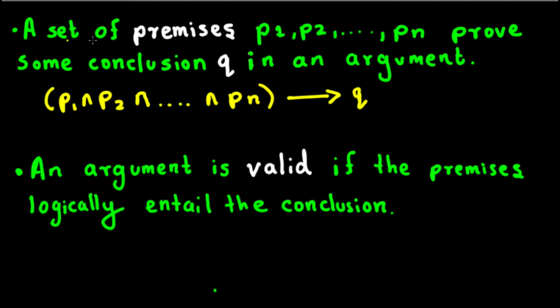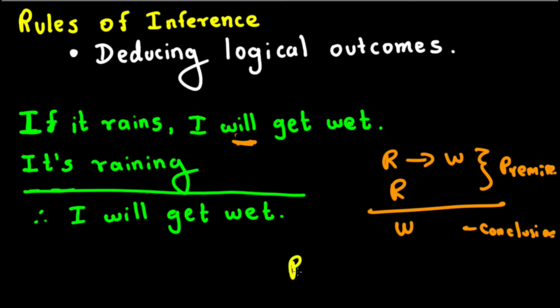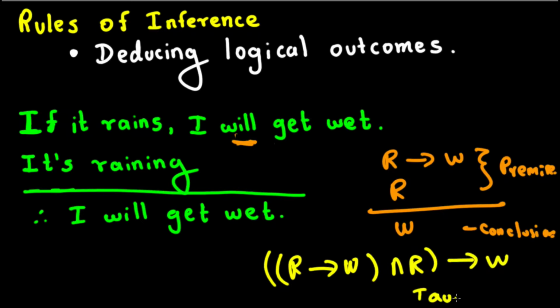Here it says a set of premises P1, P2 to Pn prove some conclusion Q in an argument, and an argument is valid if the premises logically entail the conclusion. For example, if it stops in the middle or there's no conclusion, it means this is invalid. We can also write this one as R arrow W and R, that will result in W. This is always true. That's why we call this a tautology.